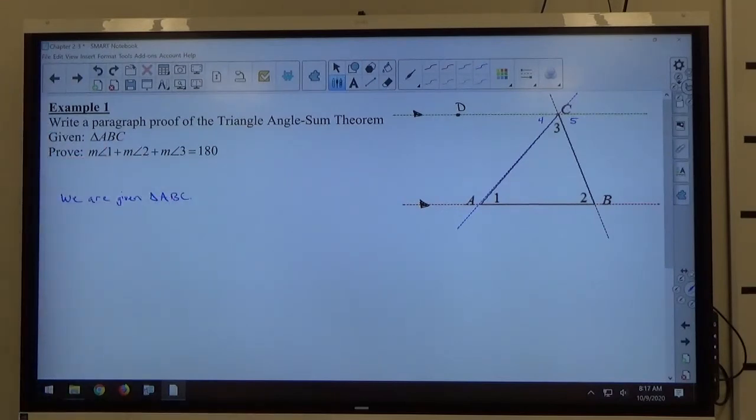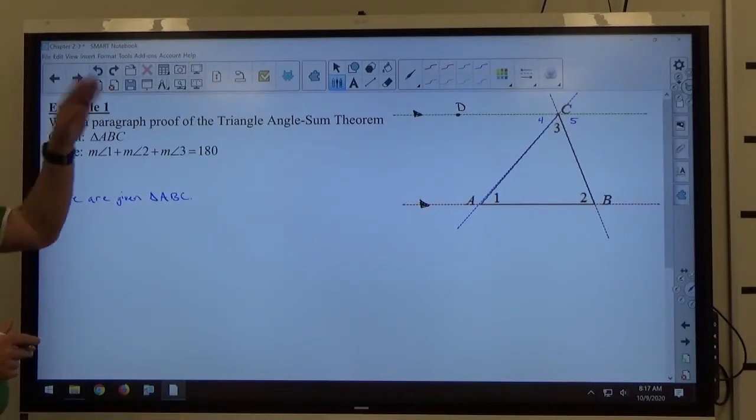First step, always write the given information. It gets the brain juices flowing a little bit, so we know that we've got a proof starting. It gets us a little bit of correct stuff on our paper. The next thing I did was the parallel line deal, right?